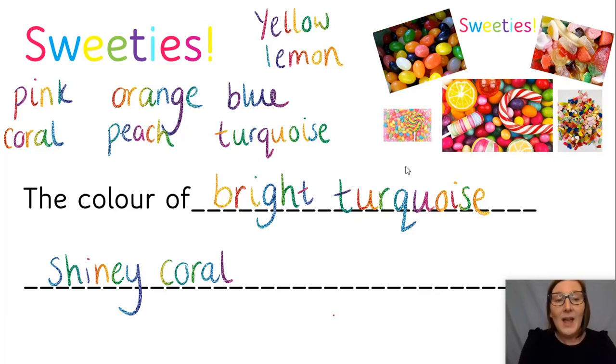Pause the video now and have a go at writing out your part of your plan where it says the colour of. You can use my word bank here and you can magpie maybe my word bright or shiny. Have a go at writing down now the colour of the sweeties for me. And you can choose other words too. Okay, how did you get on with that? Should we move to the next one?